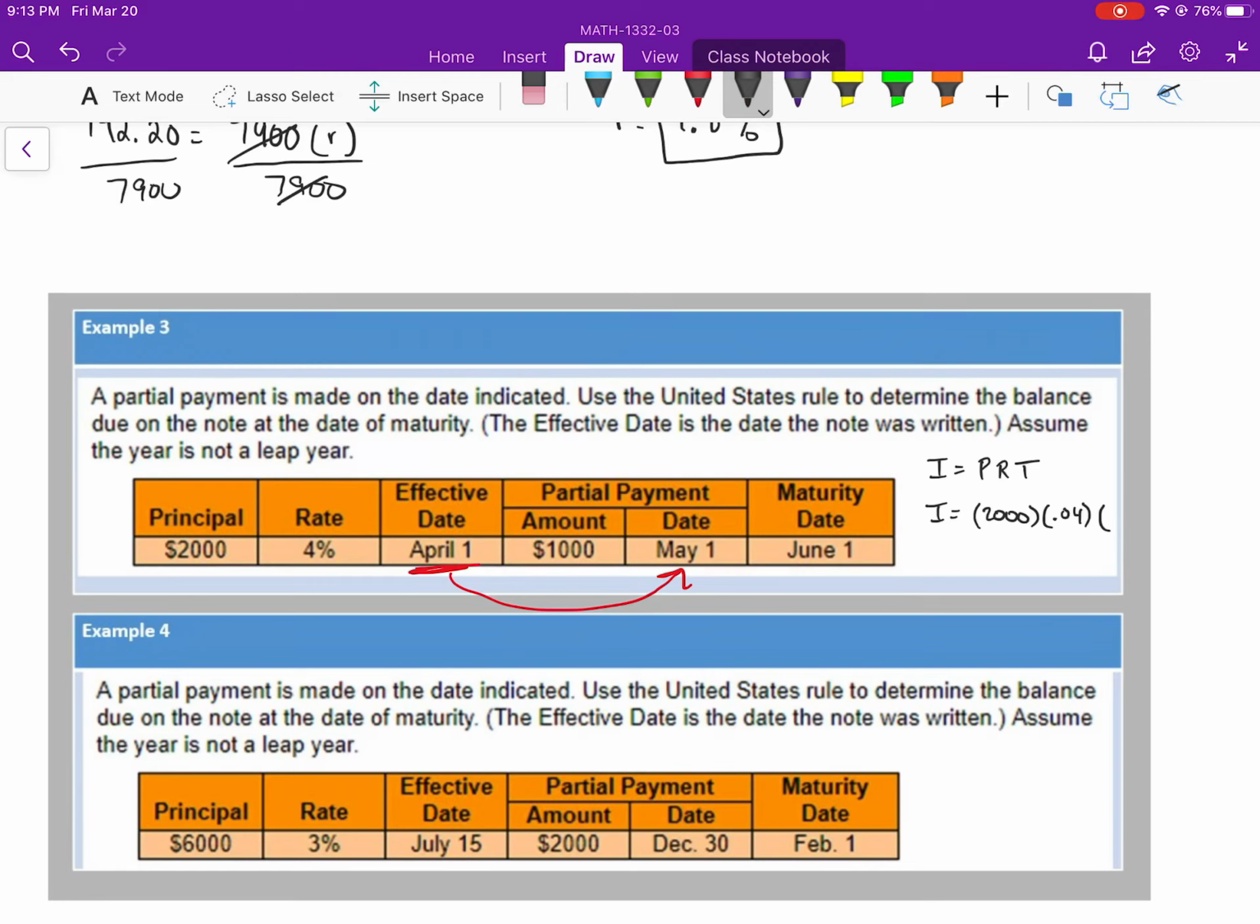So let's scroll down here. And so again, that's 30 days, so I have to put 30 over 360. Okay, so we need to calculate that interest all the way up to that partial payment date. In my calculator, I'm going to punch in 30 divided by 360 and get that decimal. Multiply that by 0.04 and then multiply that times 2,000. And we get $6.67.